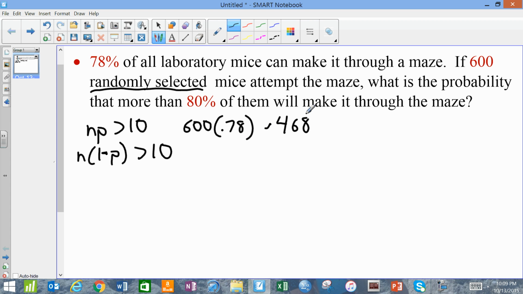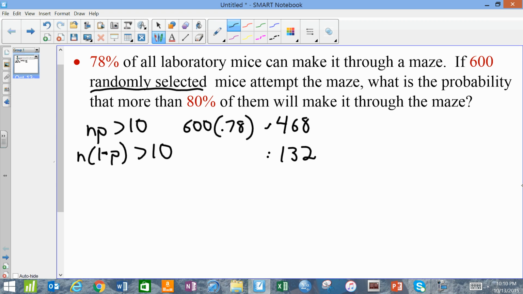We're going to do the same thing, but I'm going to do 600 times 1 minus 0.78, and that's going to give me 132 mice. Obviously, those are both bigger than 10, so we do have a large enough sample. And then our third condition is that we have a large enough population. If we look at this, obviously our population is all mice in existence. So obviously all mice in existence is at least 10 times our sample size of 600. So we can assume that our central limit theorem works.